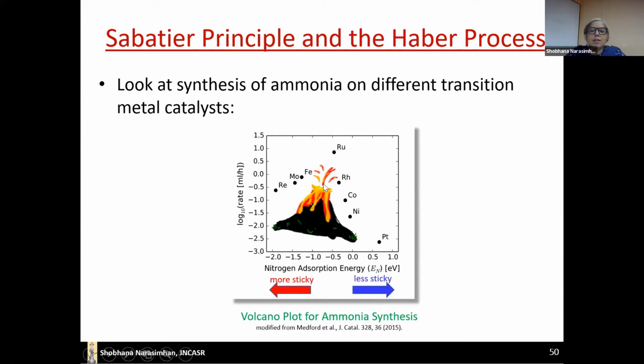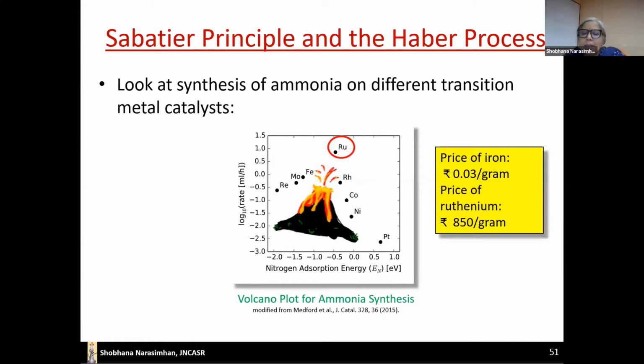Notice the intermediate stickiness: these are too sticky, these are not sticky enough. The best catalyst is ruthenium, which is neither too sticky nor not sticky at all. Now you may say, wait a minute, you told me iron is the best catalyst. Where did this ruthenium suddenly pop out of? Actually, ruthenium is a very good catalyst for this reaction, but it's not used much commercially. Some people do use it, but it is much, much more expensive than iron.